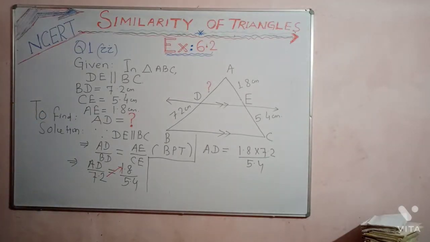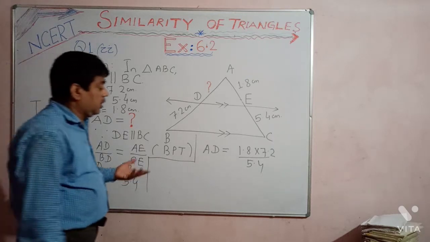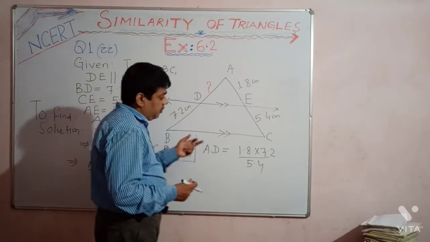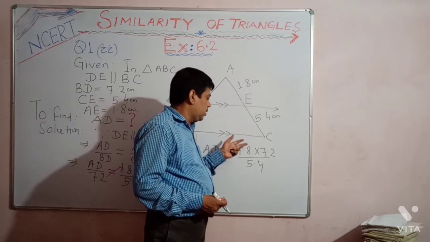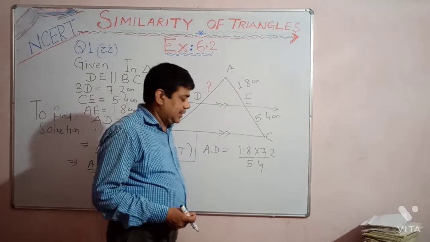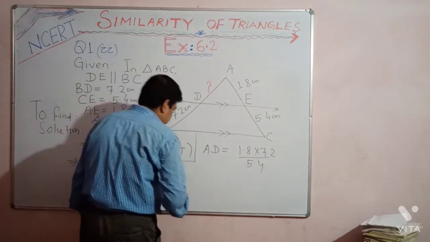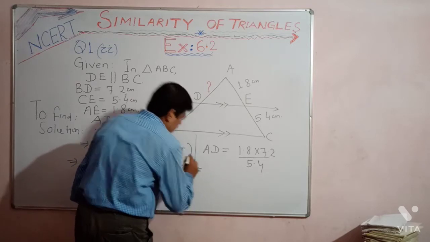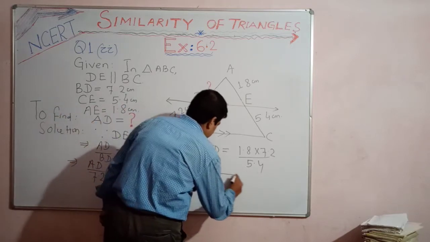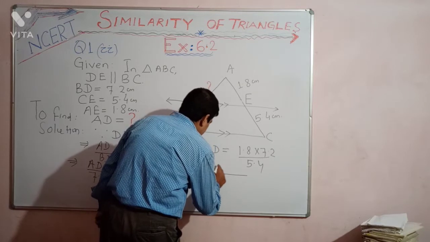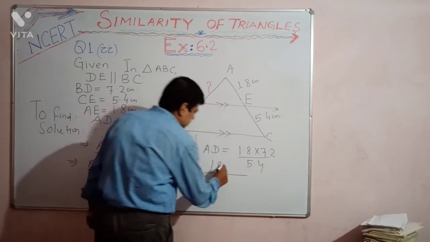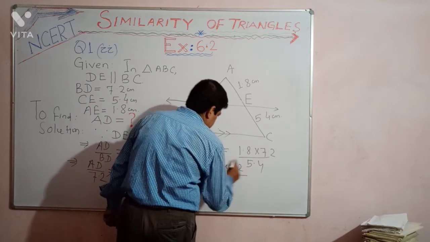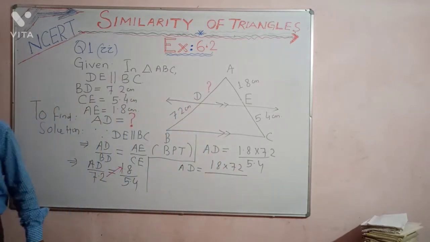Now you see, this is a rational number whose numerator and denominator are decimal numbers. So how to simplify? Whenever you are simplifying any rational number whose numerator and denominator are decimal numbers, just remove the decimal point. Understand? Once again I am telling, first you remove the decimal point. You see 1.8, after removing the decimal point, the number is 18. And here 7.2 will be 72. Yes or no? It will be 72.